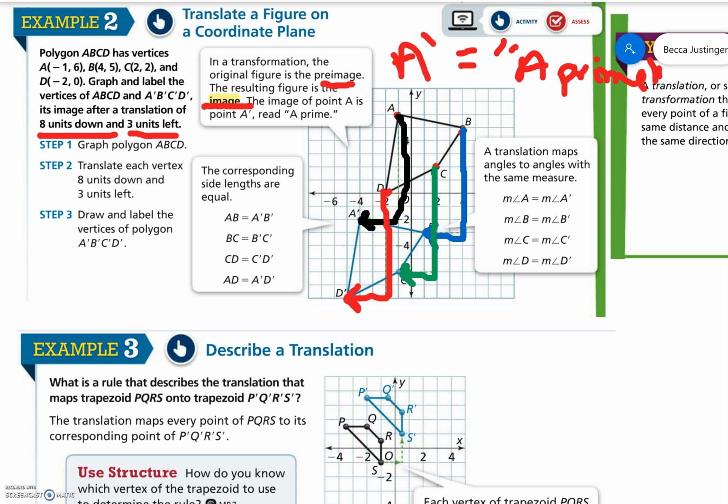So as you can see, it's the exact same shape, same orientation, just in a different spot. So the corresponding side lengths are the same. AB is the same length as A prime, B prime. The angle measures are the same. Measure of angle A is the same thing as A prime.